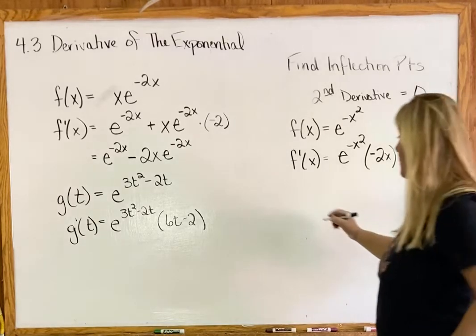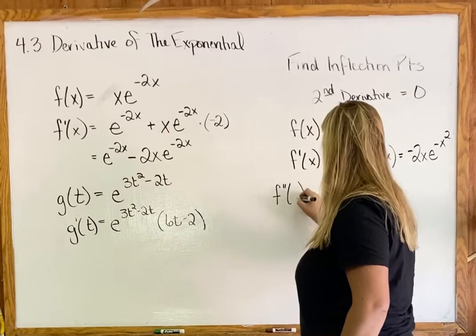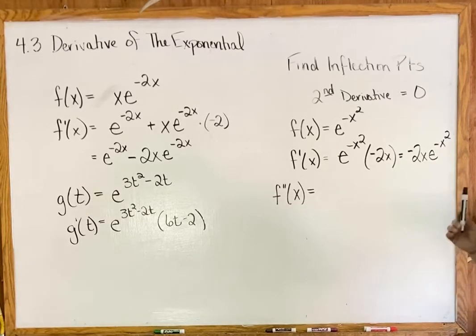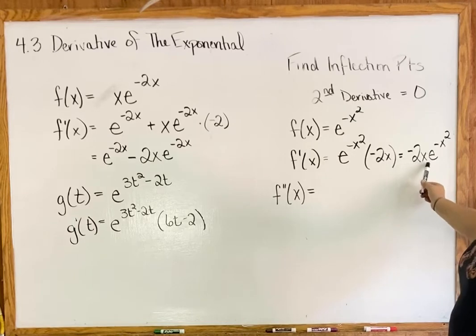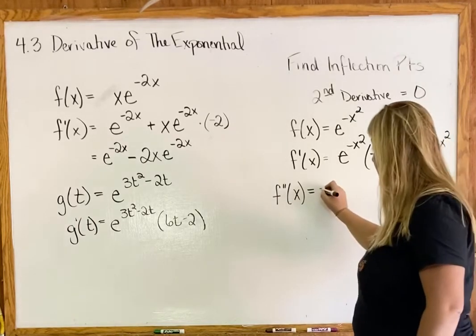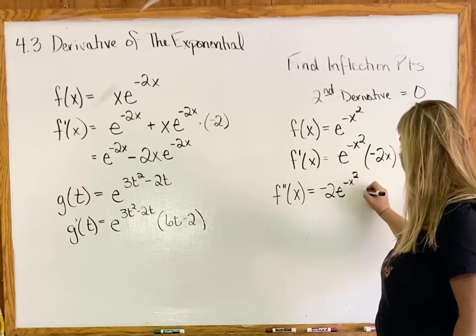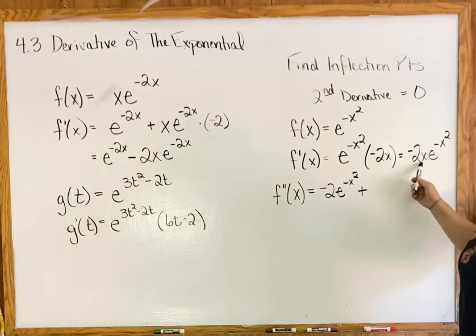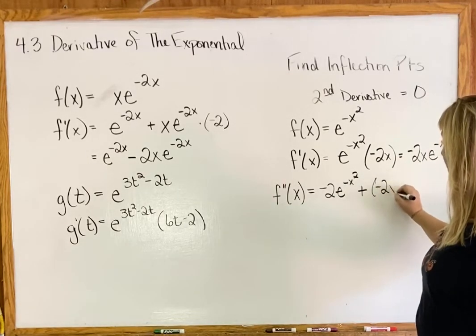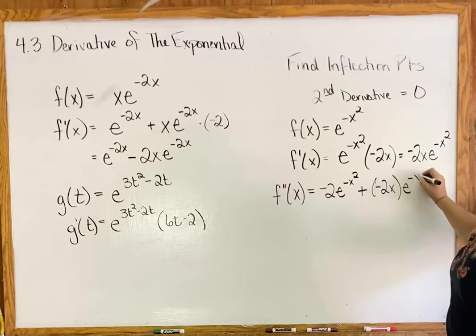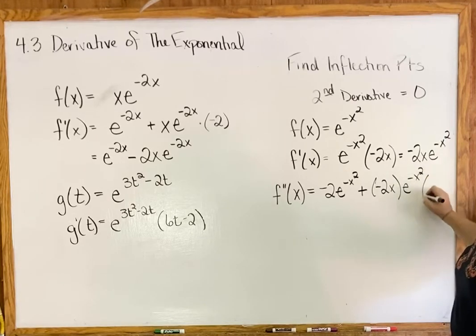So now we have to go for the second derivative. Now when we go for the second derivative, because of this guy right here, we are now into the product rule, aren't we? So the product rule says, take the derivative of the first part, which in our case would be -2, leave the second part, plus leave the first part, -2x, take the derivative of the second part, so e to the -x squared, but immediately followed by the derivative of the exponent, which is -2x.